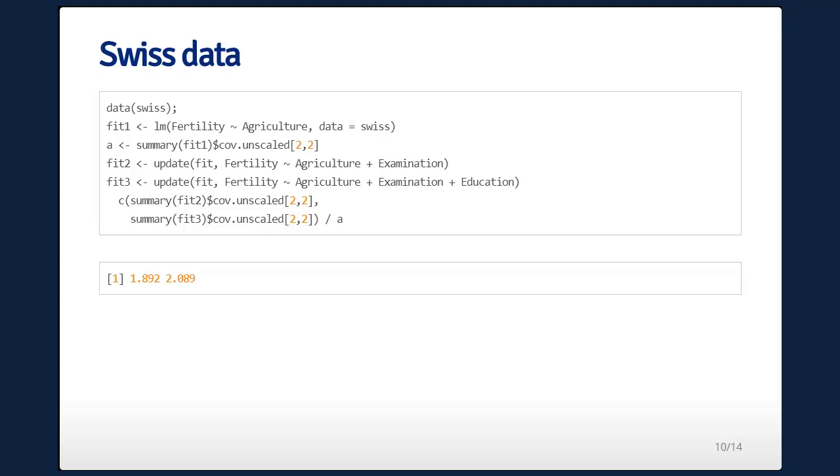So let's show how to do this in our data set. I'm interested in, let's say, the agriculture coefficient from this Swiss data, and I want to know the variance inflation from including examination and education, and examination and education together. So I get about a 90% increase in variance when I include examination, and then a 100% increase in variance when I include examination and education. Now again, this variance inflation is just part of the picture. I think in this model we would want to include those, because we would want to see if the agriculture effect is attributable to some of these other effects.